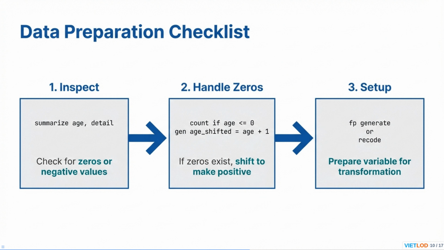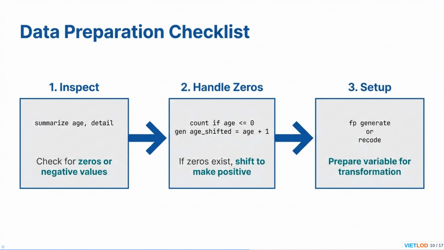Before we can run our fractional polynomial analysis, proper data preparation is crucial. We follow a simple 3-step checklist. First, always inspect your data thoroughly. Use a command like summarize age, detail to check the range of your variable and, critically, to identify any zeros or negative values. This is essential because the fractional polynomial method, with its use of logarithms and square roots, requires the input variable to be strictly positive.